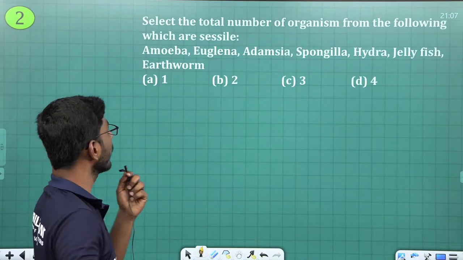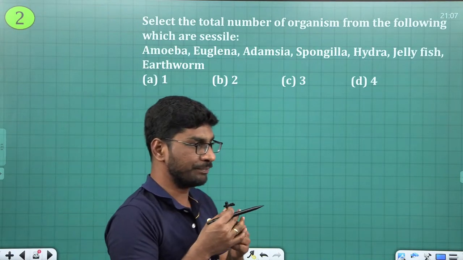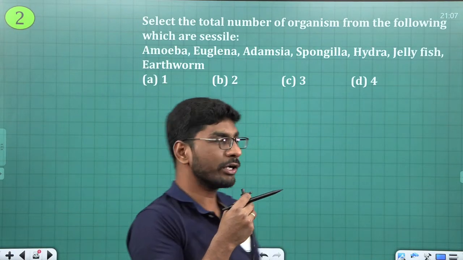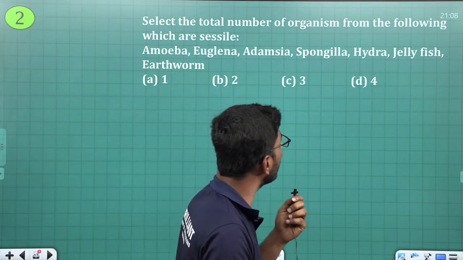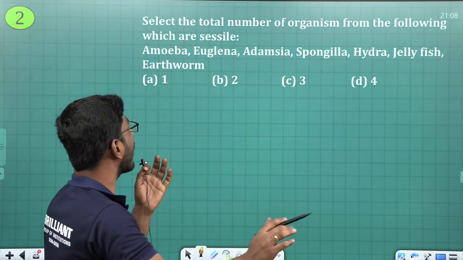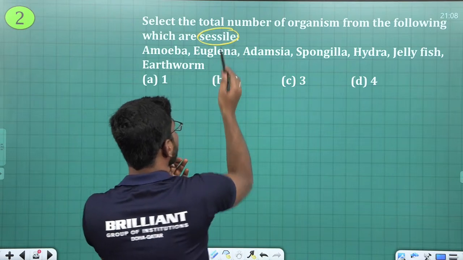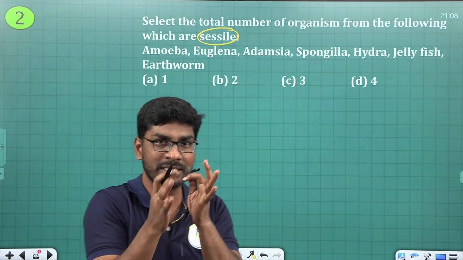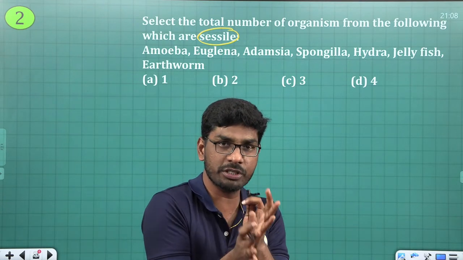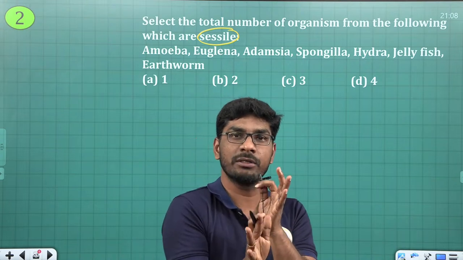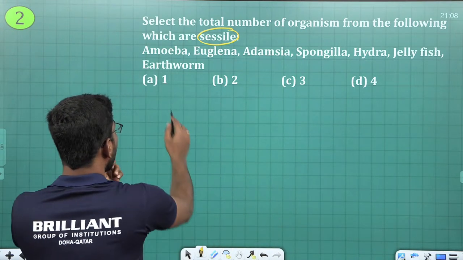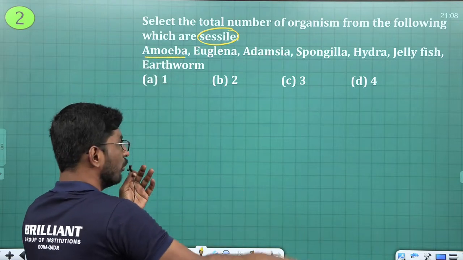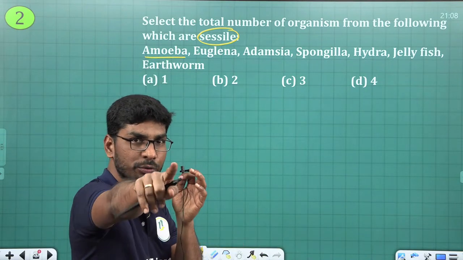Don't get confused. Look at here, this question tells us: select the total number of organisms from the following which are sessile. That means they are attached, completely in one place, attached to the substratum. So they are not freely mobile, they are sessile. Find out. Amoeba. Amoeba has pseudopodia. It will move here and there, right? You got my point.